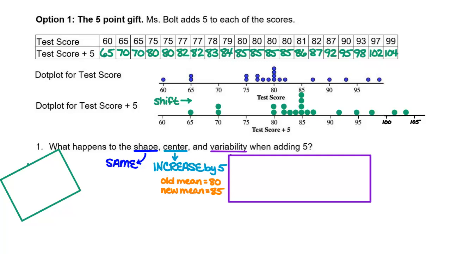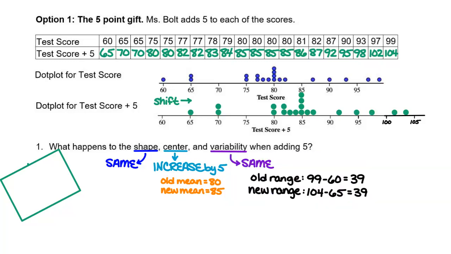What's the range of the original distribution? 39, from 99 to 60 is 39. What's the range of the new distribution? 39. So what happened to our variability? Stayed exactly the same. My old range was 39, my new range was 39. If we went in and checked Q1 and Q3, we would see that those both shifted by 5, so my IQR would be exactly the same.